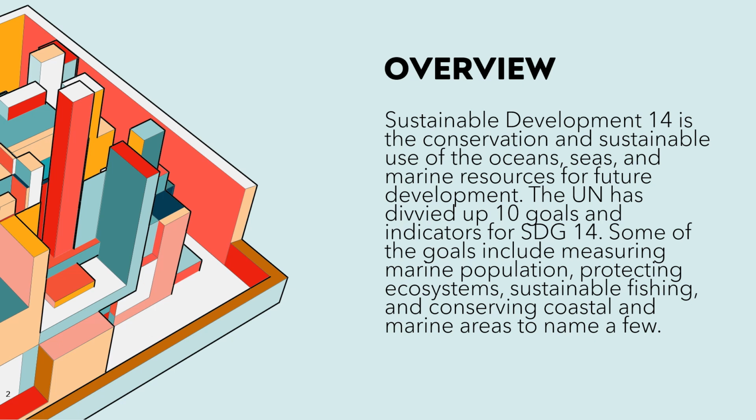The Overview. Sustainable Development Goal 14 is the conservation and sustainable use of the oceans, seas, and marine resources for future developments. The UN has divvied up 10 goals and indicators for SDG 14. Some of the goals include measuring marine population, protecting ecosystems, sustainable fishing, and conserving coastal and marine areas, to name a few.